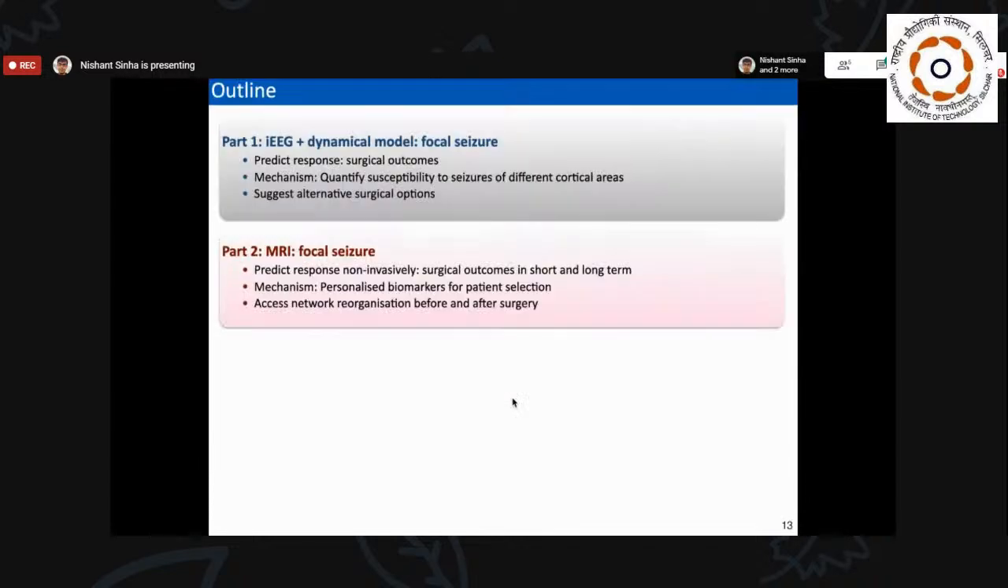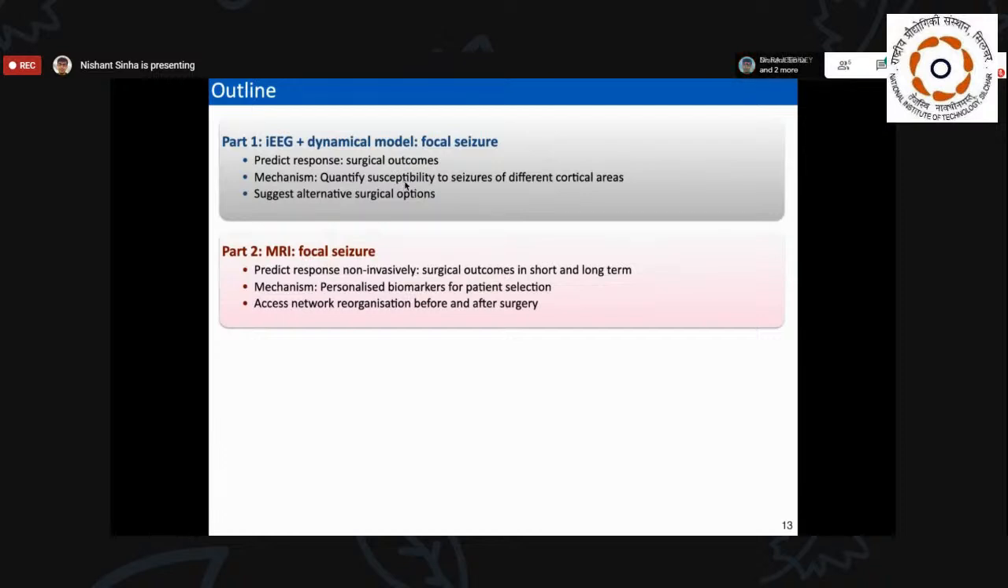So having this background, I will now move on to the main outline of my talk, where I have applied some of the methods in the first and second part to predict surgical outcomes, whether the patient would be seizure-free or not seizure-free. In the first part, I'll be using the functional connectivity from intracranial EEG recordings. And in the second part, I have used just the non-invasive MRI brain images, so the structural connectivity.